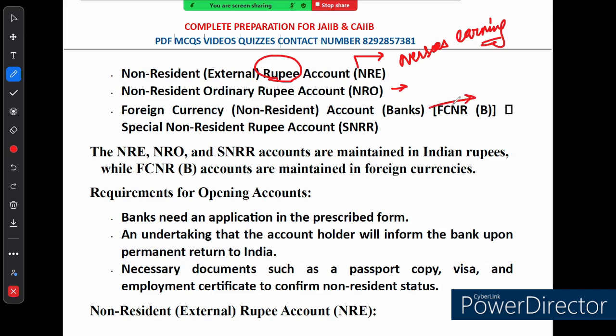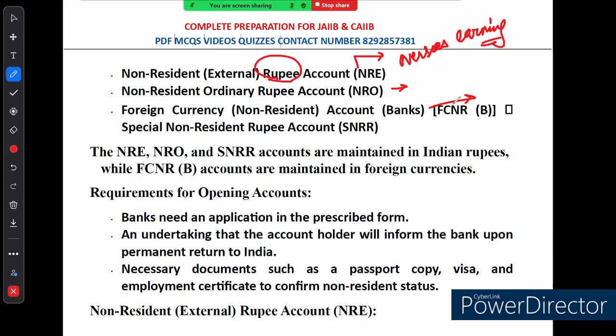The third type of account is FCNR-B. We will discuss in detail each and every account. See, so FCNR-B means foreign currency non-resident account. So this account is perfect for those who want to save in foreign currency and avoid currency exchange fluctuation. So the purpose is designed to hold foreign exchange earning in foreign currency. Unlike NRE and NRO account, FCNR-B account is maintained in foreign currency like US dollar, euro, Great Britain pound.